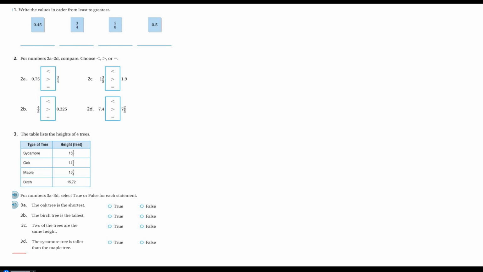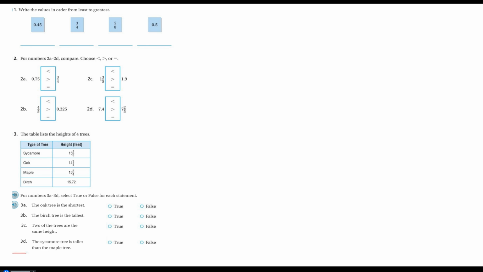All right, we are on page 93 in your big math book. We're going over the chapter 2 test review. All right, let's jump right into it. Write the values in order from least to greatest.